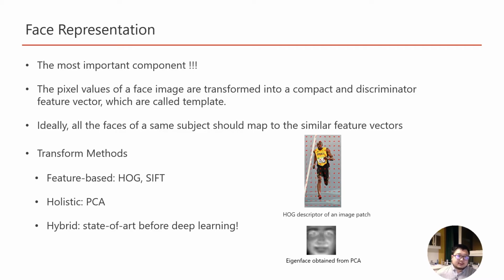For the transform methods before deep learning, we have feature-based ones such as HOG and SIFT, and we have holistic methods as well. A typical method would be PCA, which stands for principal component analysis. And before deep learning, the state-of-the-art face recognition used a hybrid version of the previous two. On the right side, you can see a visualization of the feature-based method and also the holistic method.